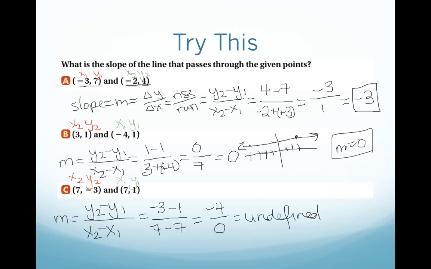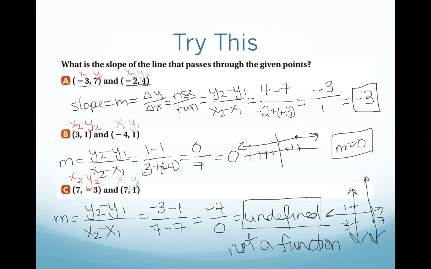Why is this undefined? Well, let's look at what this graph looks like. Okay, so we have 7, -3, and we have 7, 1. Well, this is a vertical line. A vertical line is not a function, so its slope is undefined. Remember, we said it has to be a non-vertical line in order to find its slope.